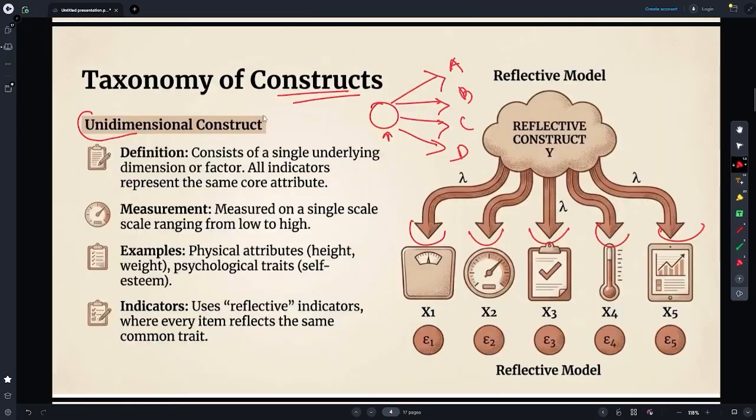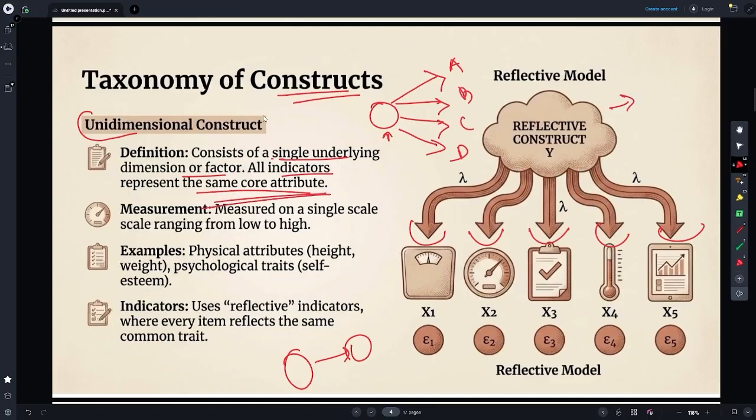Now, in order to have a clear idea about a construct, we have to understand the types of construct. Basically, constructs are of 2 types, unidimensional and multidimensional. Unidimensional means there is only one particular concept that leads to an effect. Just read the definition. It consists of a single underlying dimension or factor. All indicators represent the same core attribute.